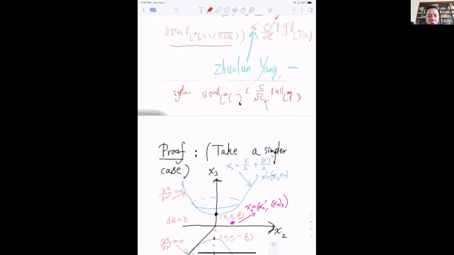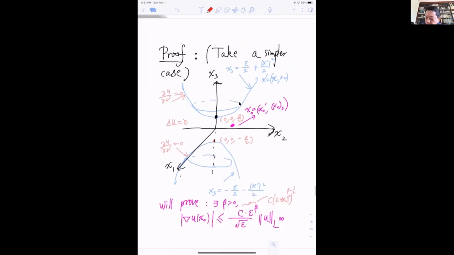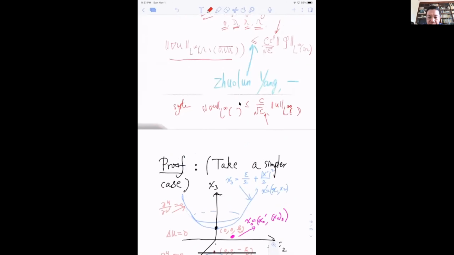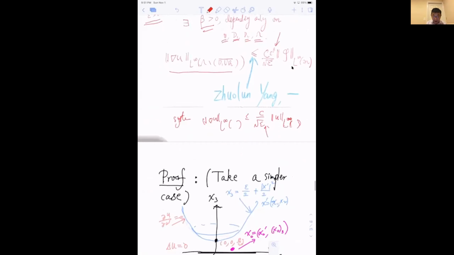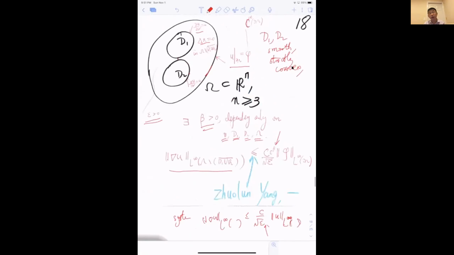So yeah, I have one question. The first question is, do you have an estimate on the beta, the last result? That's the thing. We don't. We would like to have. That beta is because of this Harnack part. So we don't have a good beta. We only know there's one beta.